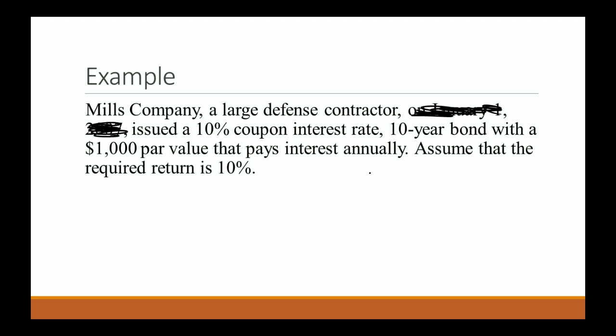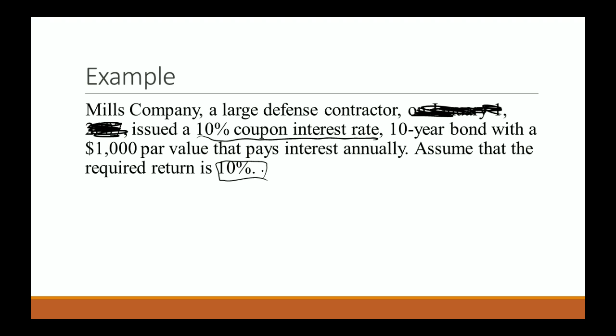So what we're saying here is that you are lending money to this company. You have purchased a bond. You will not receive the par value for 10 years. The par value is $1,000. They are going to pay you a 10% coupon interest rate. Current market interest rates are also 10%.